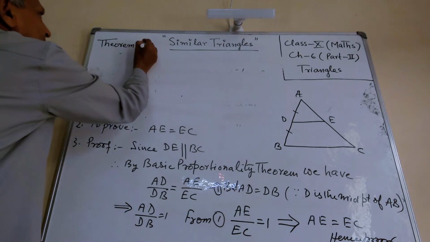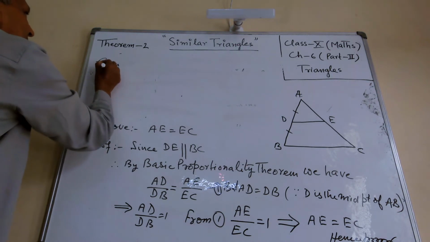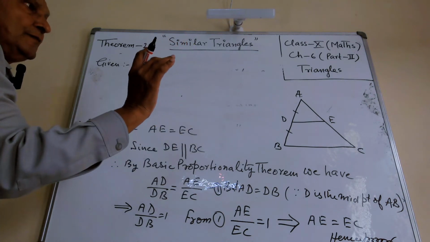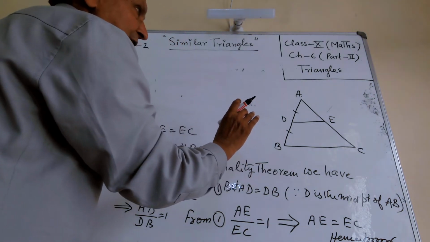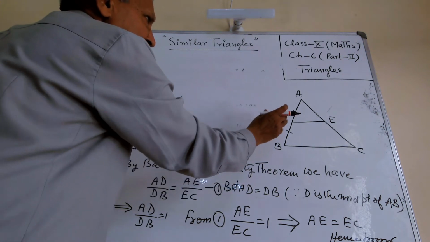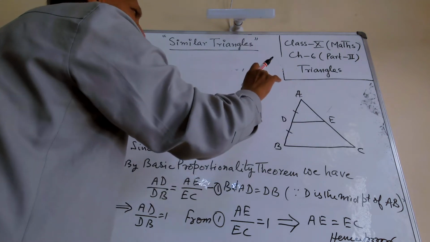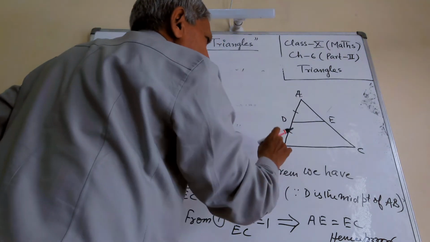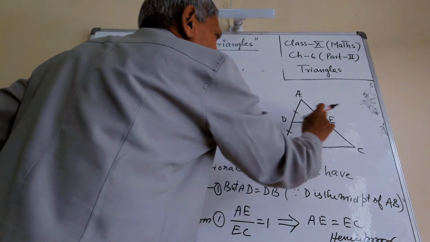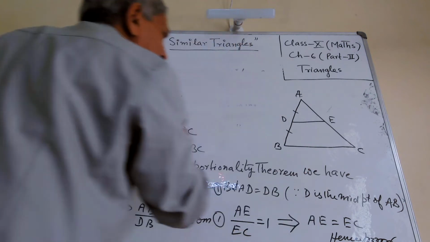In second theorem, what is given? Second theorem is the converse of the first theorem. I am not going to write this statement. What is the statement of first theorem? The statement of this theorem is opposite to this. In that theorem, D is the midpoint of AB and DE parallel to BC. Here, D and E both are midpoints of AB and AC. We have to prove DE is parallel to BC.